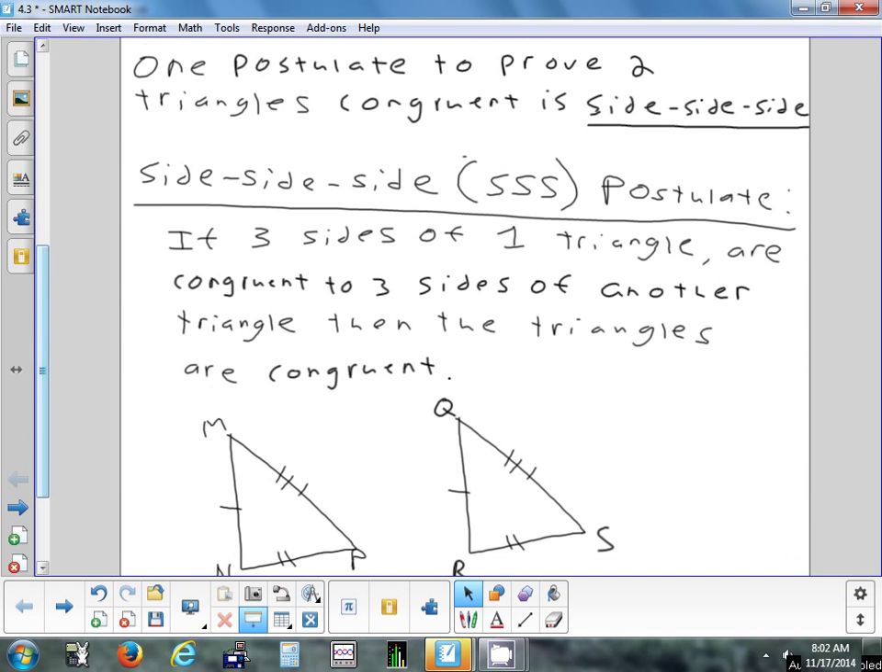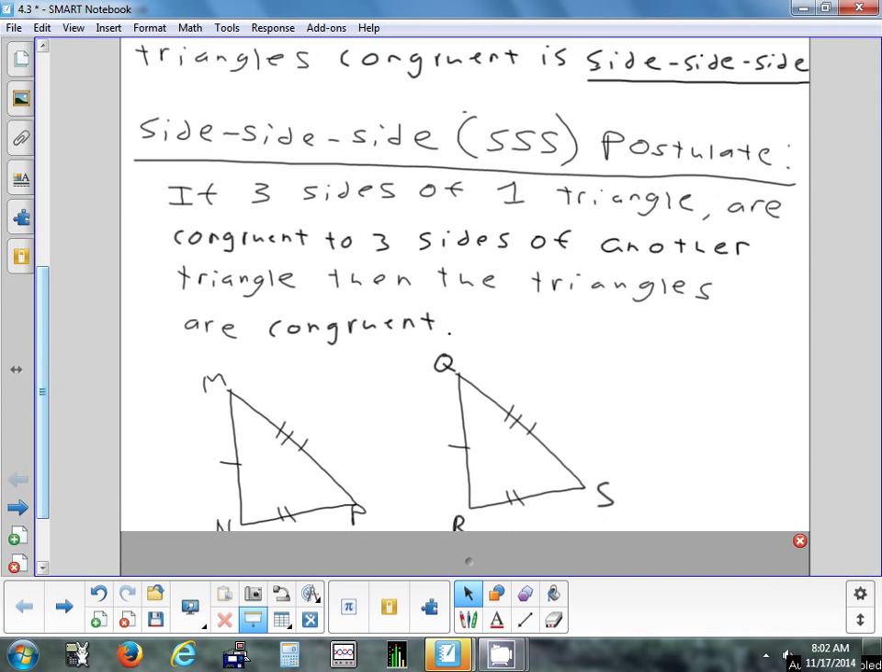Okay, so there's an example of side, side, side. Remember those little tick marks on there? Those mean that your sides are congruent. So in this case, NM and RQ are congruent. MP and QS are congruent. And SR and PN are congruent.